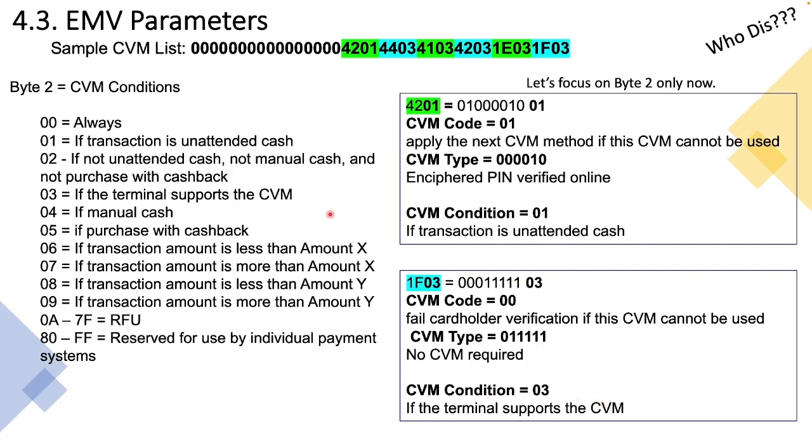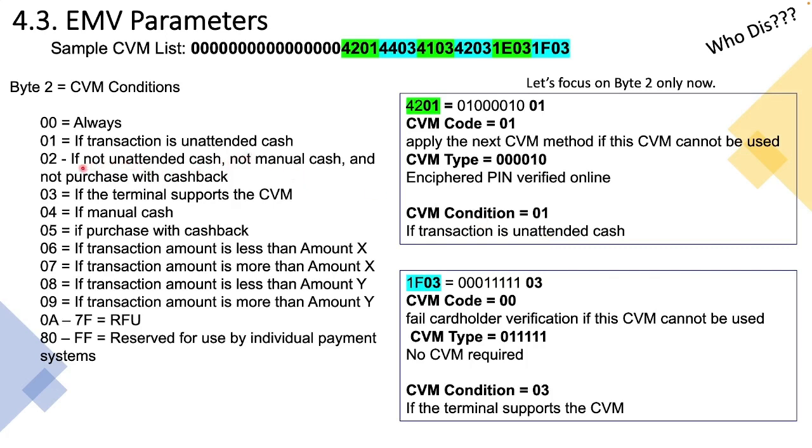It's a very generic condition, saying that in the event where we want to use a CVM type of no CVM, as long as the terminal supports this, you can use it, right? But we could have had a different value, where you can specify certain CVM types. For example, we spoke about if the transaction is unattended cash. We're saying, always use online PIN if you were drawing cash from an ATM, right?